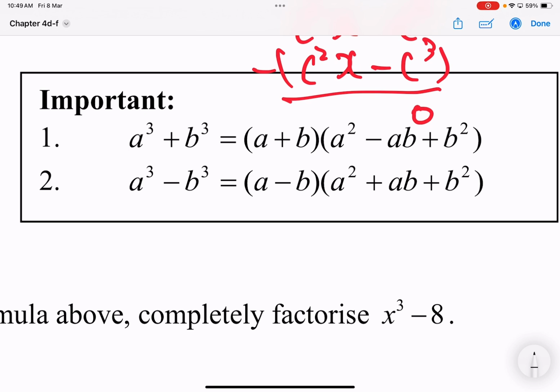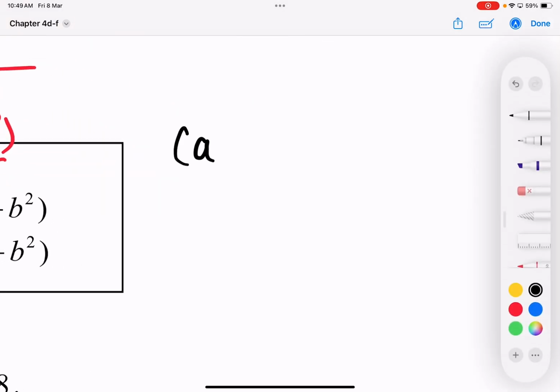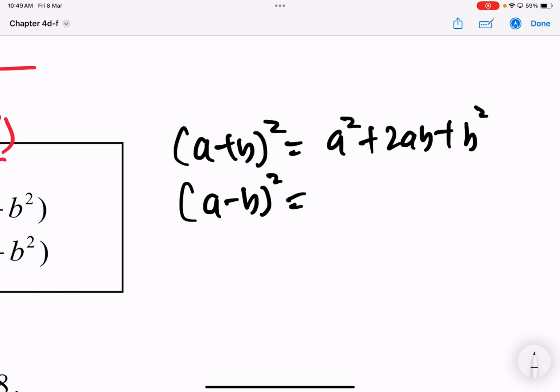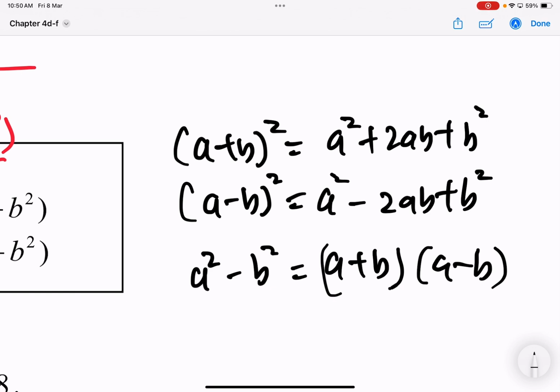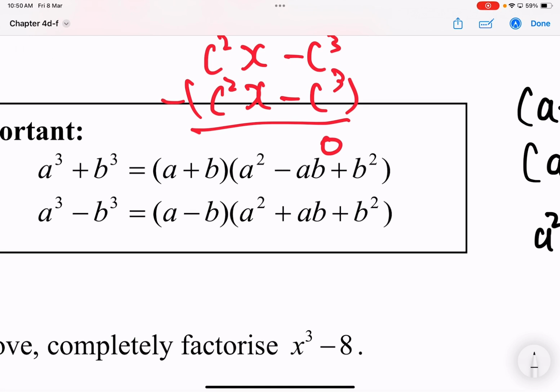In E-math, there were 3 identities that you had to memorize, right? a plus b squared is a squared plus 2ab plus b squared. You also had to memorize a minus b squared is a squared minus 2ab plus b squared. You also had to memorize a squared minus b squared is a plus b times a minus b. Now, this wouldn't be called additional math if there were no additional things for you to memorize.